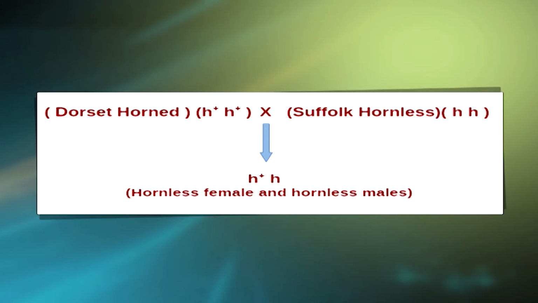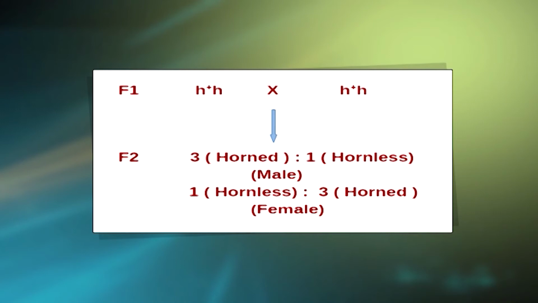When F1 progenies, wherein the genotype is H plus H, are intercrossed, in the resulting F2 progeny, males segregated as 3-horned and 1-hornless, while females segregated as 1-horned, 3-hornless.